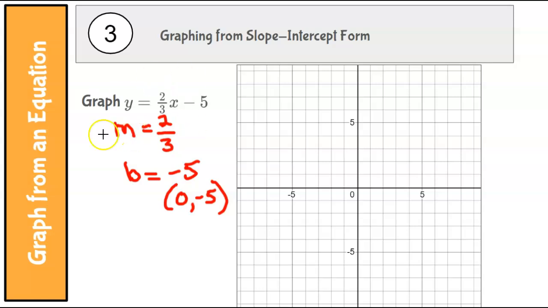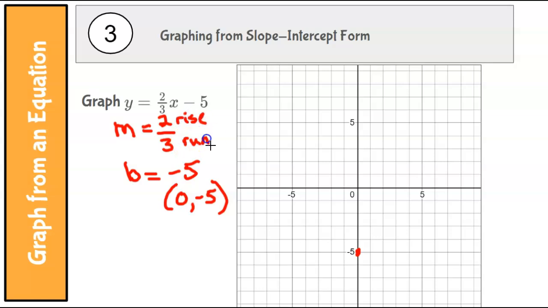Now, remember the slope is the steepness. That's how steep our line is going to be. And the b is the location of one point that our line will go through. So it makes sense to begin with the location of the line first and then go from the steepness. If it helps you remember, b is where you begin and m is how you move from that point. So we begin at (0, −5), and then this is our rise, and this is our run.